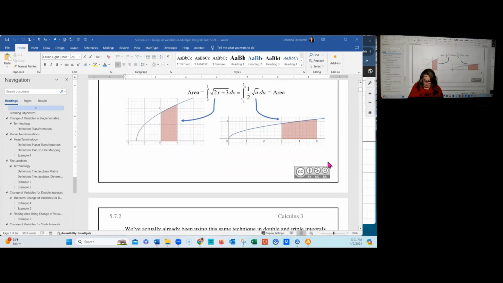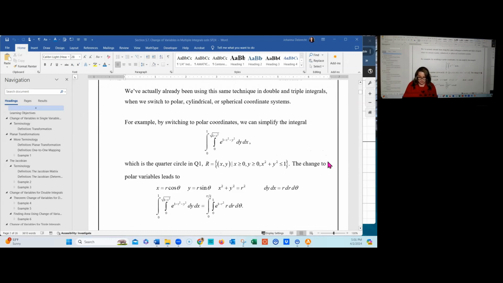Let's take a look now at what we have been doing in Calculus 3, which is switching into polar coordinate systems. The same is true of the cylindrical and spherical coordinate systems. We know, for example, that if we have this double integral of e to the 1 minus x squared minus y squared power with respect to y and then x, and we integrate from 0 to the square root of 1 minus x squared for y, and from 0 to 1 for x, we know based on the form of it that we could more easily solve it by switching to the polar coordinate system.